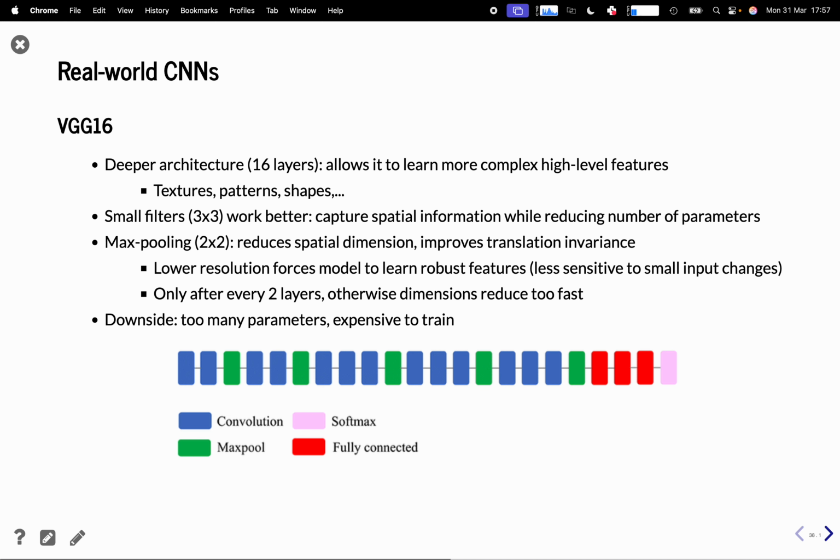And so we'll look at three examples right now. The first of them is VGG16. VGG is a research group, and they built this model in 2016 already, it's a long time ago. And this was one of the first deep convolutional networks.